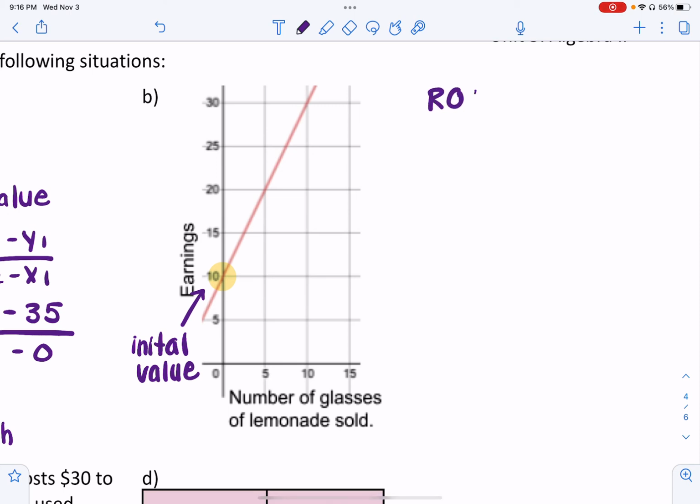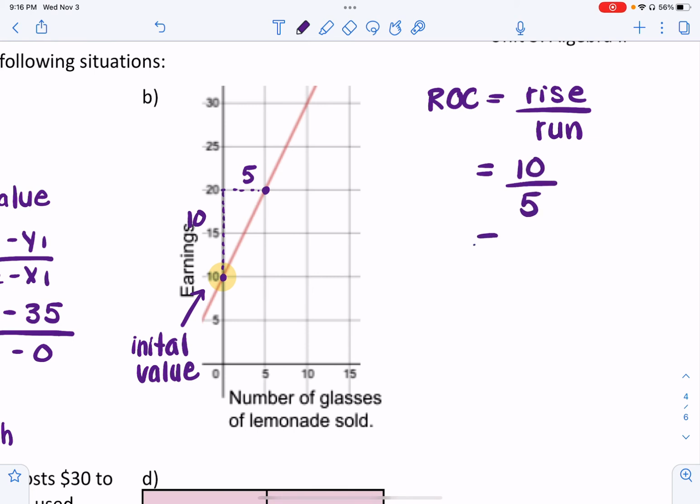And now I want to find my rate of change. Because I'm using the graph, I want to use rise over run. So I find my lovely little points, and I find my rise and my run. My rise is 10, and my run is 5, so my rate of change is 2. So that means I'm getting $2 for every glass of lemonade sold.